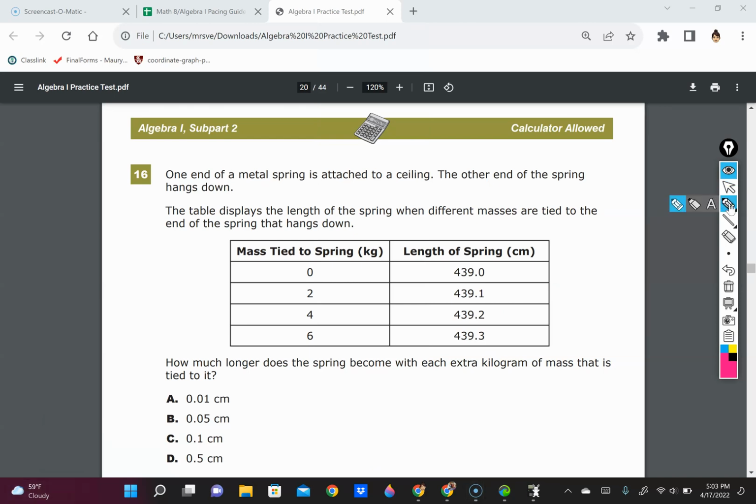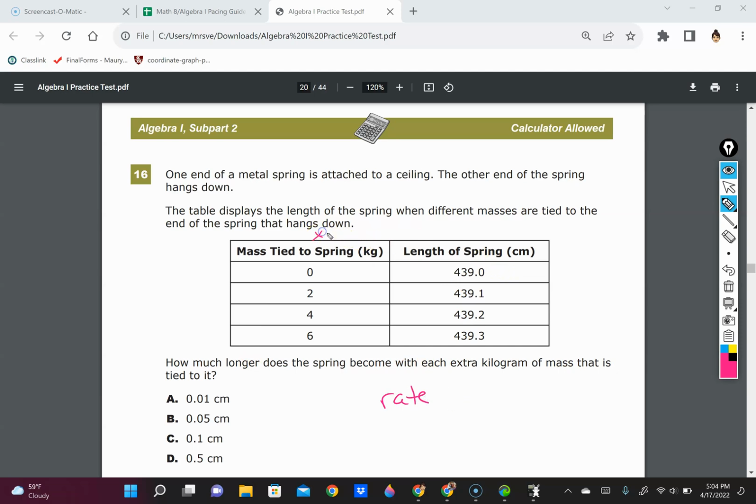Number 16. One end of the metal spring is attached to a ceiling. The other end of the spring hangs down. The table displays the length of the spring when different masses are tied to the end of the spring as it hangs. How much longer does the spring become with each extra kilogram of mass that is tied to it? I feel like this question is very wordy, but all they're asking for is the rate.